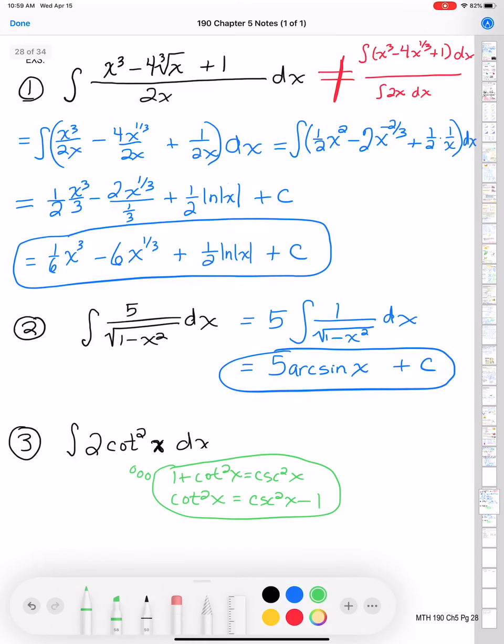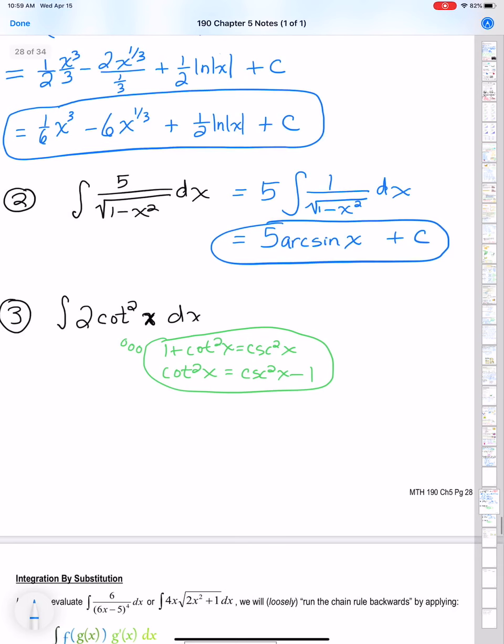So now we can go back to where we're working here, and you can think of the 2 just as a multiple. In fact, you can bring constant multiples out in front of the whole indefinite integral. And then now we're going to replace our cotangent squared with the cosecant squared of x minus 1 dx.